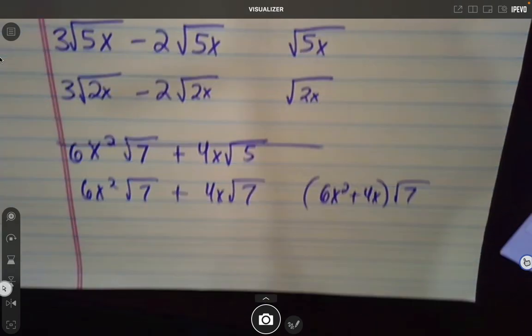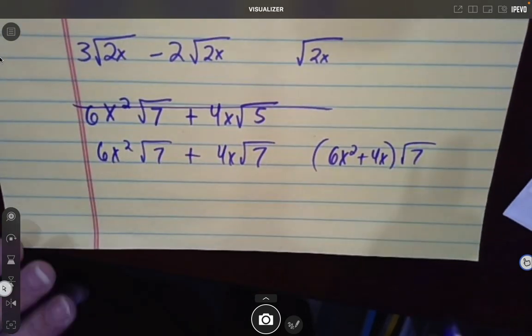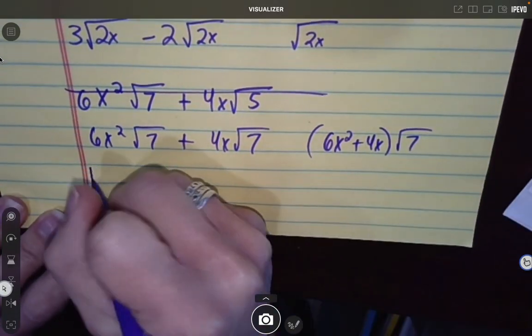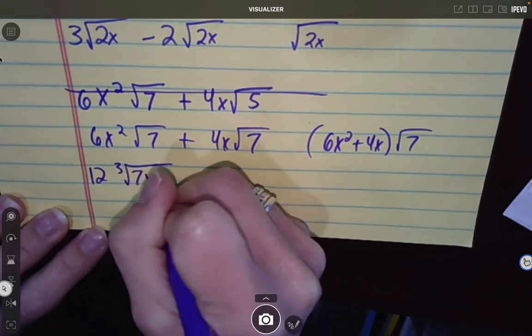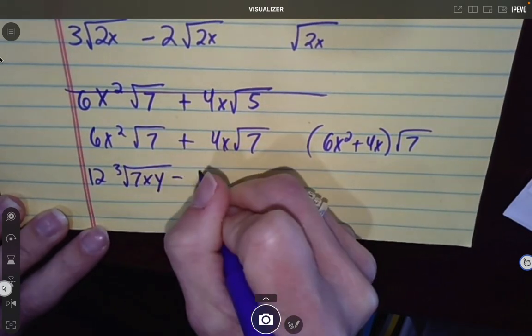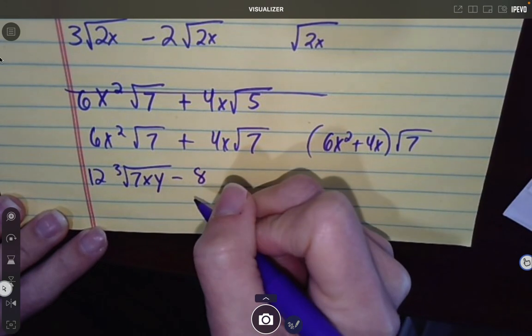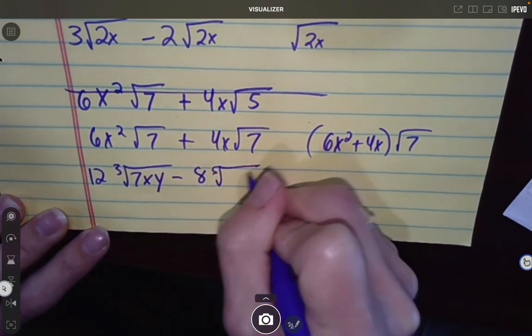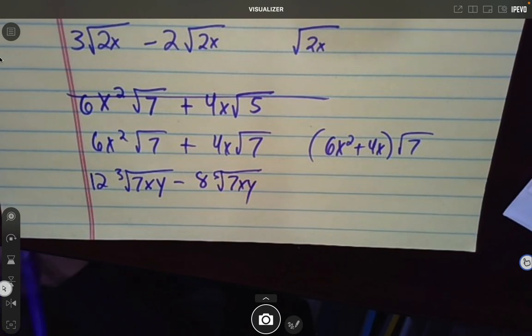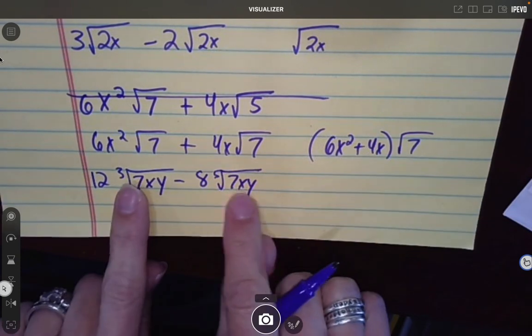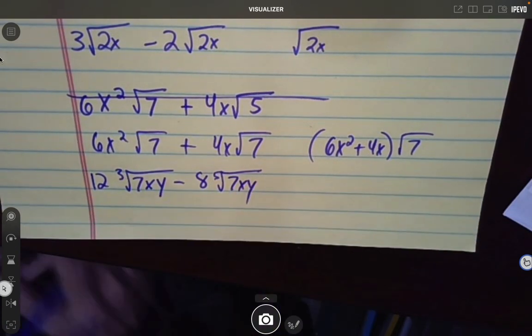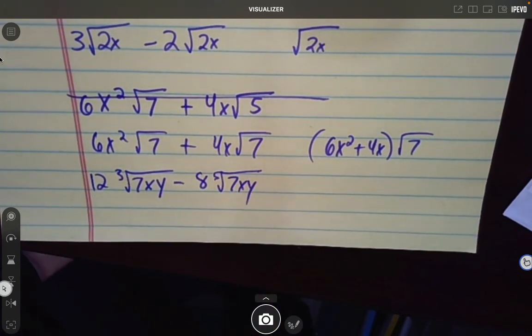All right. Let's do another one. It says 12 cube root of 7xy minus 8 fifth root of 7xy. Can't do that. Why? Because the cube root and the fifth root are not the same. The whole thing right here has to be the same. Okay? So is everybody good with that? That's just our first thing, being able to tell.